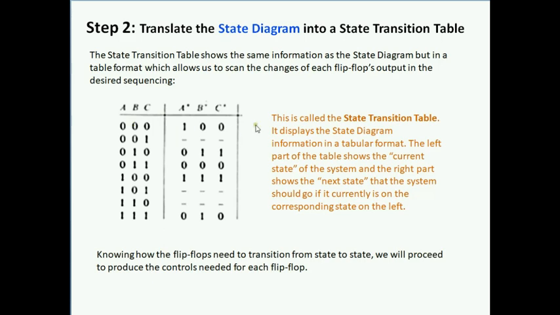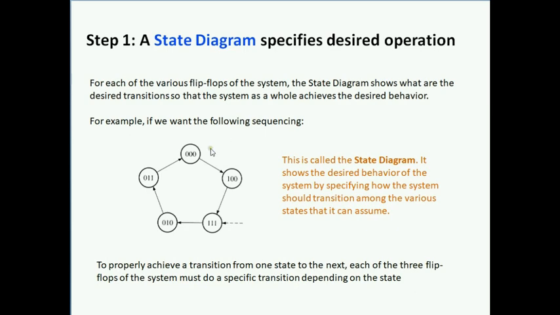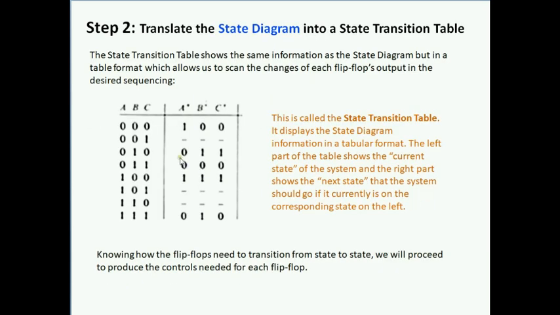The way you make this is you put over here the various states, and then over here you put the corresponding next states. So if you go to the transition diagram, you see that if you are in the state 0, 0, 0, the next state is the state 1, 0, 0. And so 0, 0, 0 goes over here, and 1, 0, 0 goes over here as the next state.